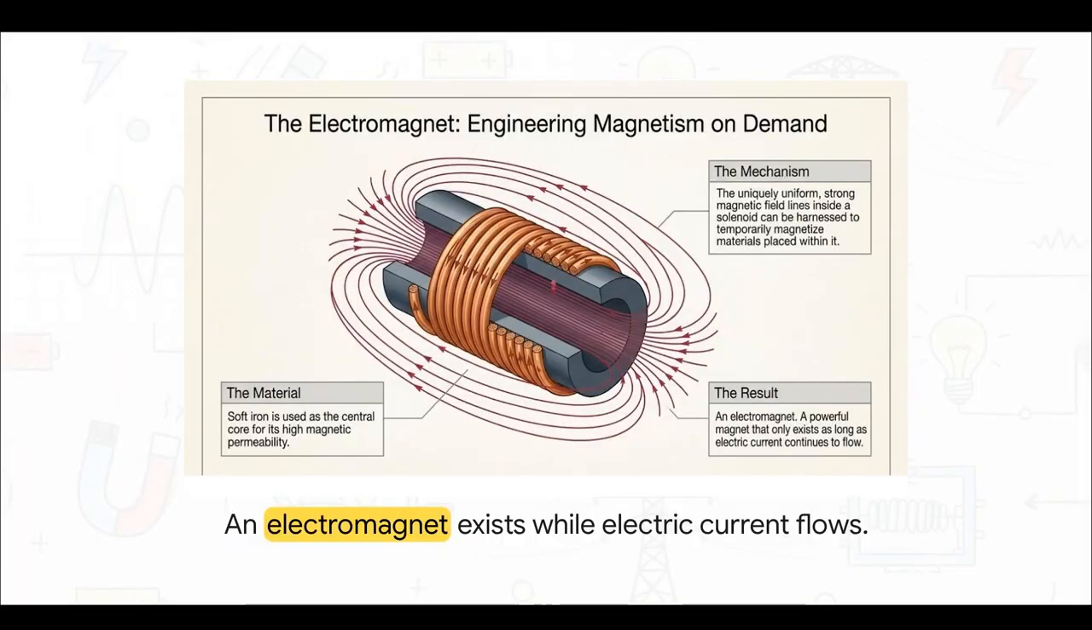And this is where engineering genius kicks in. By placing a highly magnetically permeable material, like a soft iron core, directly inside that tightly coiled solenoid, we engineer an electromagnet. It's like taking a regular trickling garden hose and snapping a high-pressure nozzle onto it. You're concentrating the force. We create a hyper-powerful magnet that only exists as long as the electricity is flowing. The second you flip the switch off, poof, the magnetism vanishes. It's literally magnetism on demand.